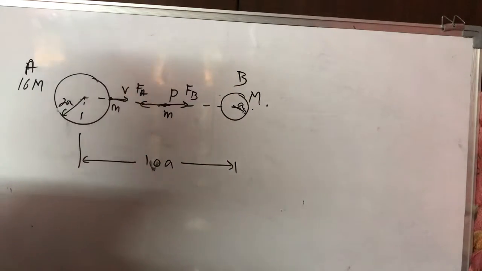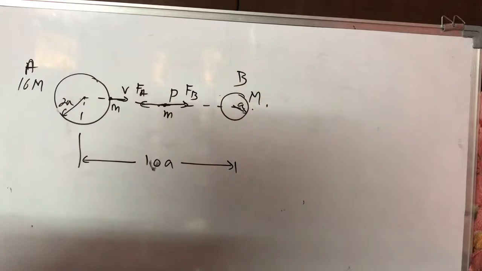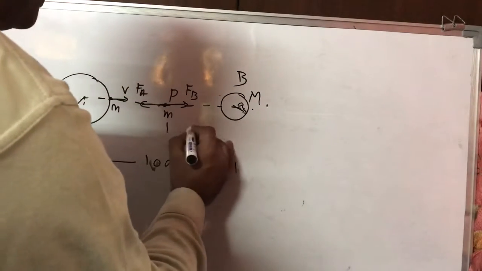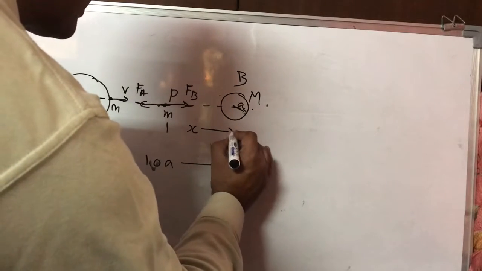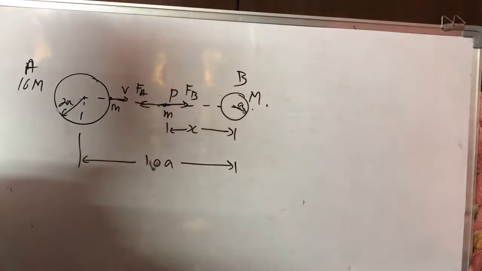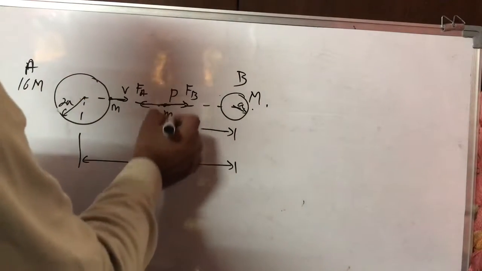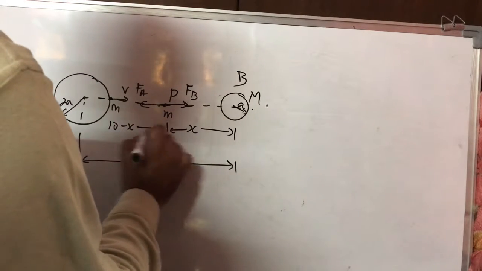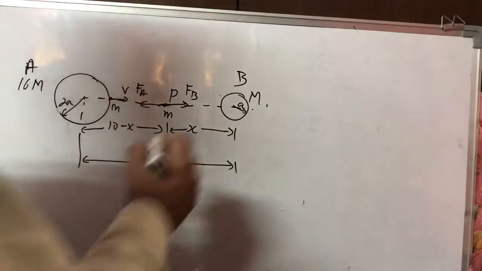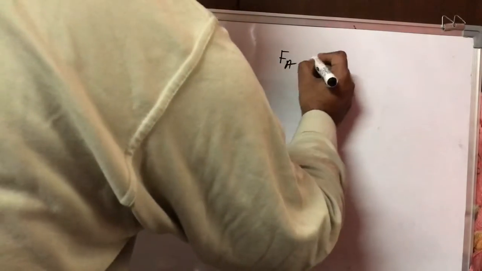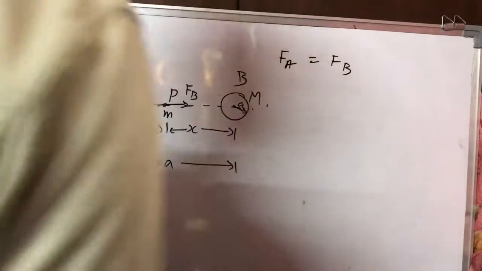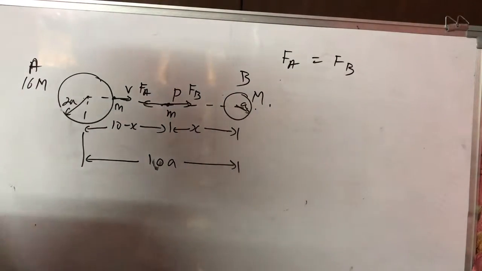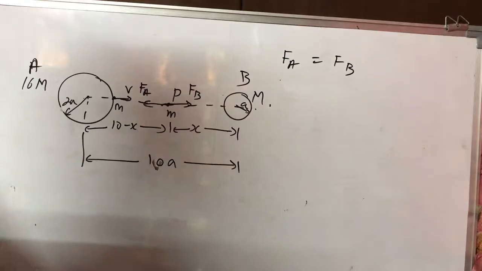Okay, we need energy to reach point P only. So I need to find the position of point P. Let point P be at a distance x from the center of B. So the distance of point P from the center of A is 10a minus x. And as we have said, Fa should be equal to Fb, so at this particular point P, the force Fa should be equal to the force Fb.